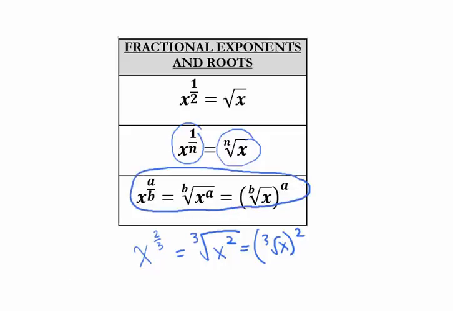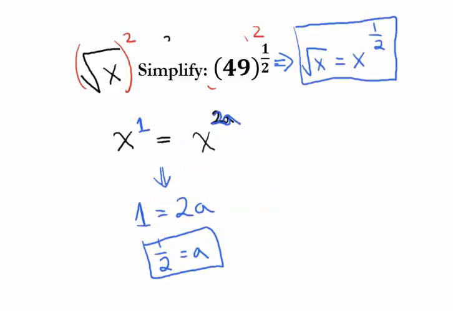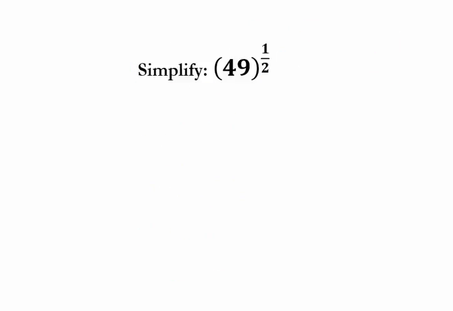Okay, so let's do a couple examples and then we'll see if we can really make sense of this. For example, simplify 49 to the 1/2 power. Easy, if we know that anything to the 1/2 power is the same thing as the square root of that number. So the answer is 7.